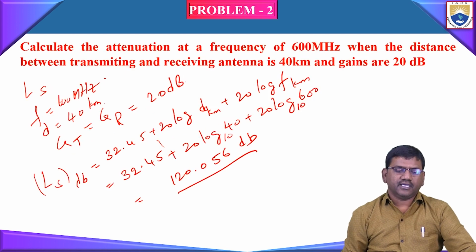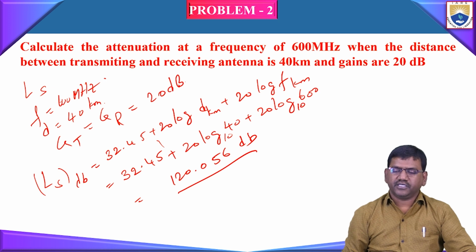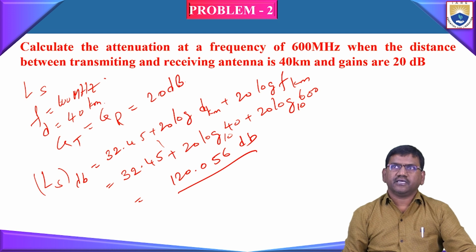Here the problem is: calculate the attenuation at a frequency of 600 megahertz when the distance between the transmitting and the receiving antennas is 40 kilometers and the gains are 20 dB. So in the given problem, the data is given as the gain of the transmitting antenna and the gain of the receiving antenna. GT is equal to GR is equal to 20 dB and the frequency is given as 600 megahertz.